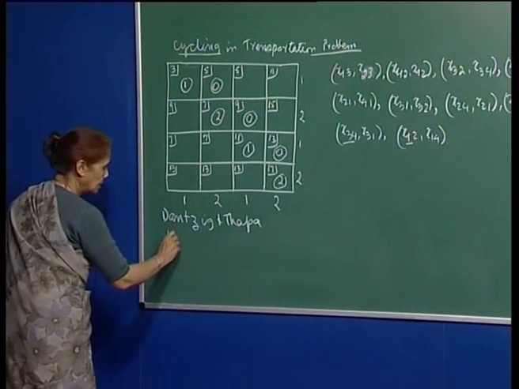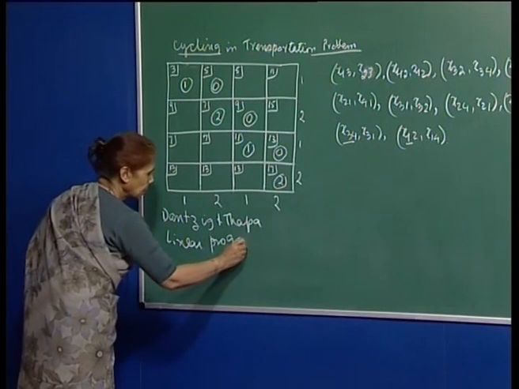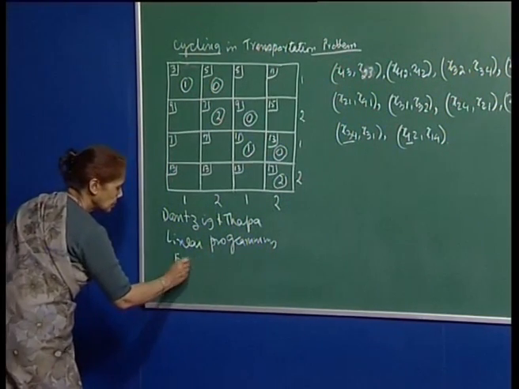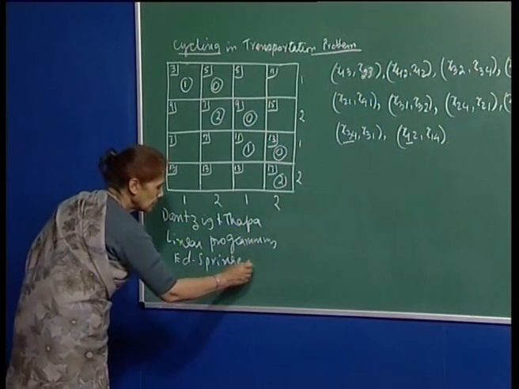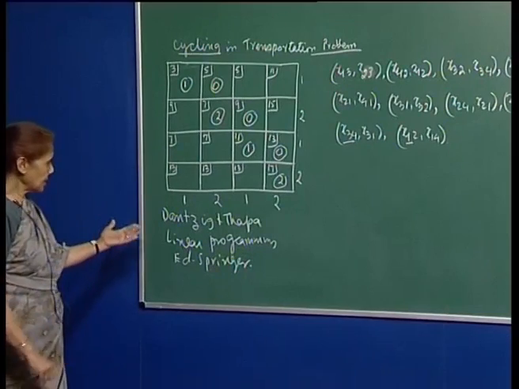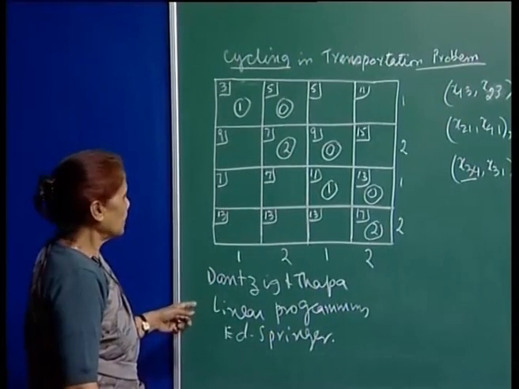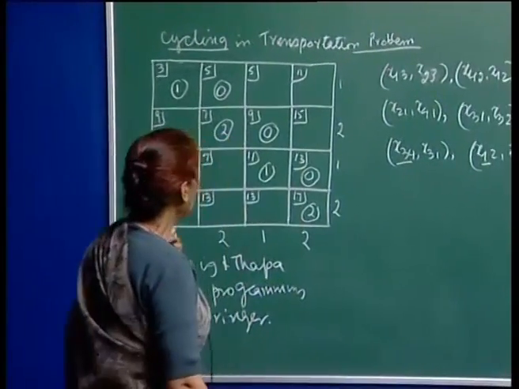This is Linear Programming, and I think the editors are Springer. I will give you more details later on, but it is a recent book, maybe 3-4 years old. So in this book, they have an example. I have modified it a little bit, but it does not matter.